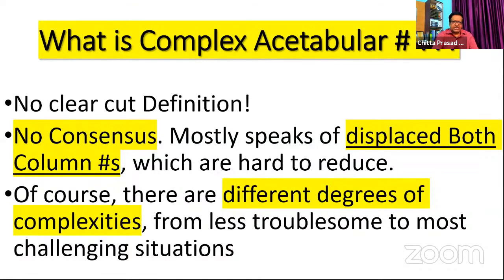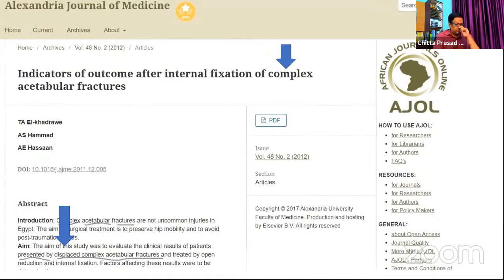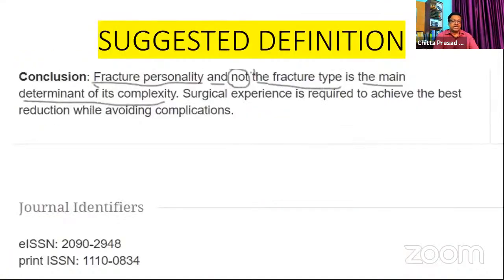What is a complex acetabular fracture? There is no clear-cut definition on that, no consensus. Mostly people speak about displaced both column fractures, which are hard to reduce, as complex fractures. There are different degrees of complexities. This is the only paper I found which has described that the fracture personality, and not the type of fracture, is the main determinant in deciding this complexity. So it's the fracture personality.